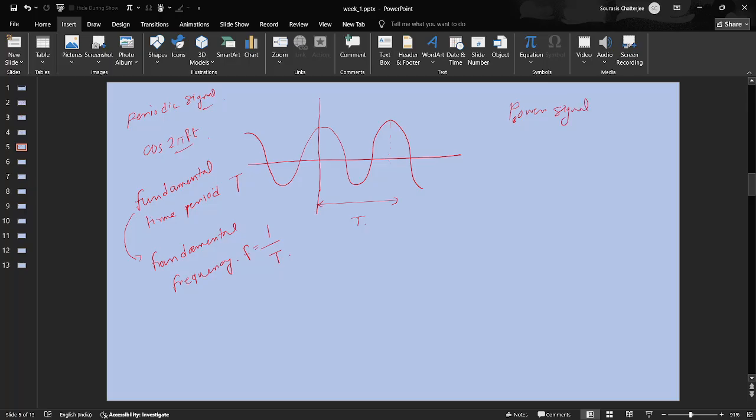Because the pattern never dies out. That means the constant average flow of the energy, or the total energy accumulated over the infinite time, is infinite. So the periodic signal is always a power signal. Nice, nice. You explained it beautifully.